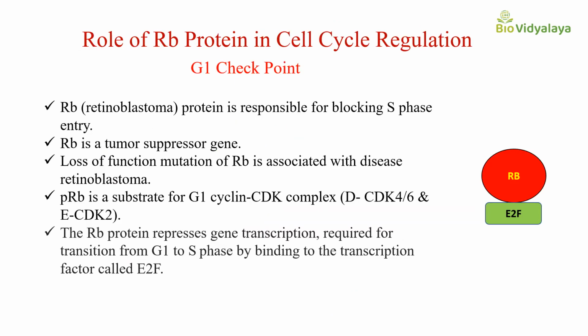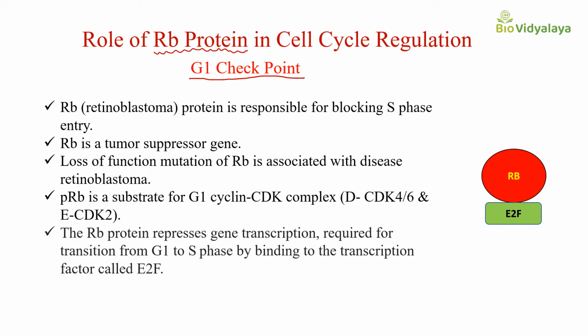Now we are entering into our main topic of discussion: role of RB protein in cell cycle regulation. RB protein means retinoblastoma protein. And as we discussed, there are three checkpoints: G1 checkpoint, G2 checkpoint and M phase checkpoint. And this retinoblastoma protein is playing an important role in the G1 checkpoint.